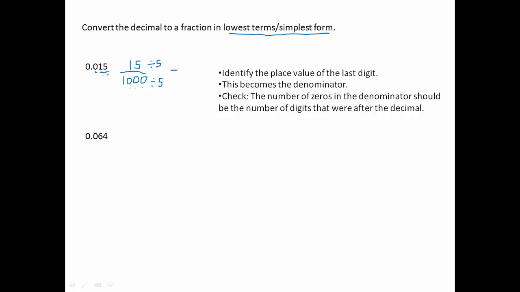Alright, so 15 divided by 5, that ought to give me 3. And then 1,000 divided by 5, well, that's going to give me 200.